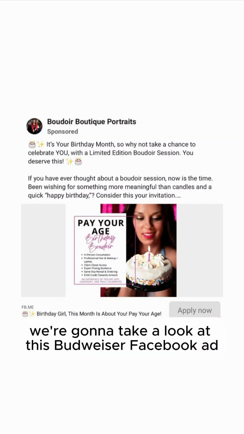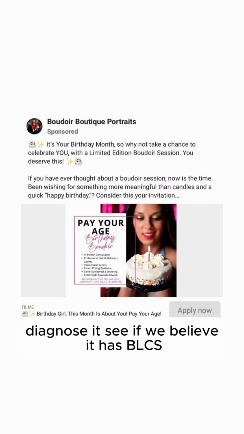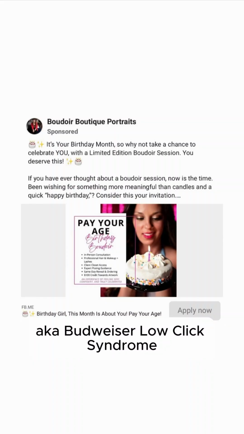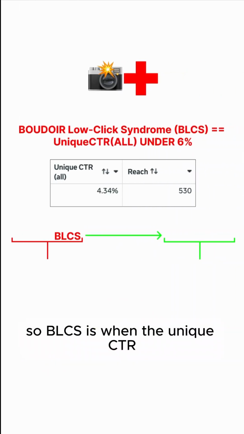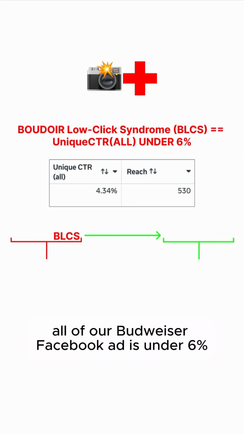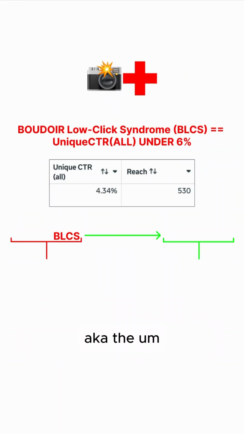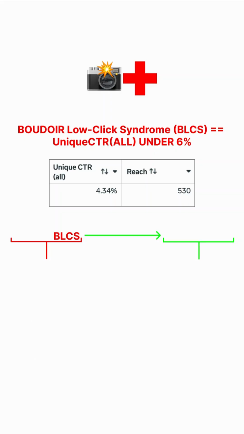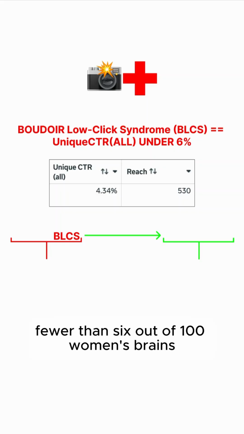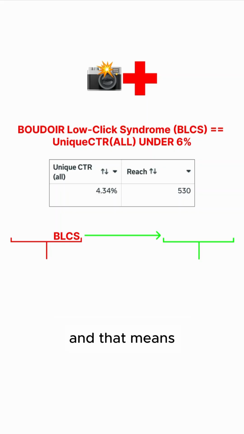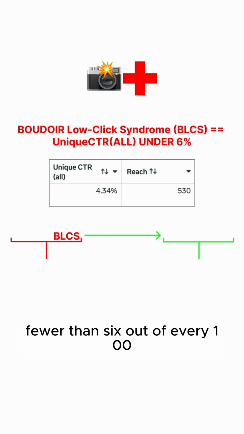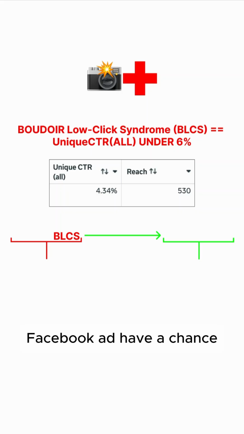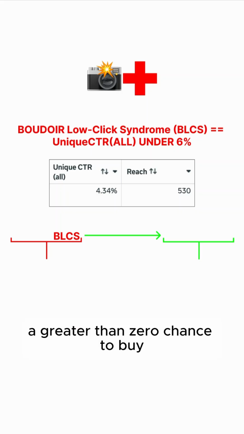All right, y'all, we're going to take a look at this Boudoir Facebook ad. Diagnose it, see if we believe it has BLCS, aka Boudoir Low Click Syndrome. BLCS is when the unique CTR on our Boudoir Facebook ad is under 6%, aka fewer than 6 out of 100 women are clicking anywhere on our ad. That means our ad is entering fewer than 6 out of 100 women's brains, and that means fewer than 6 out of every 100 women that see our Boudoir Facebook ad have a chance, greater than zero chance, to buy.